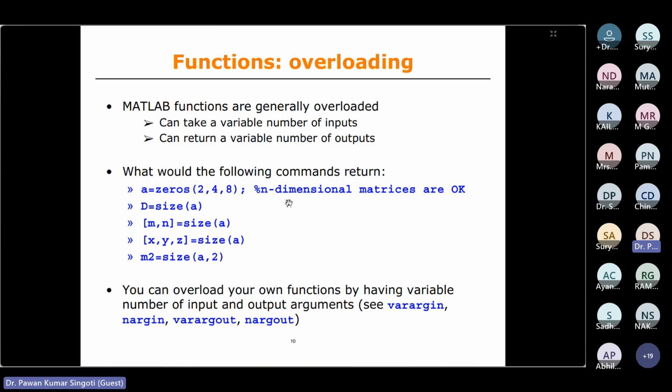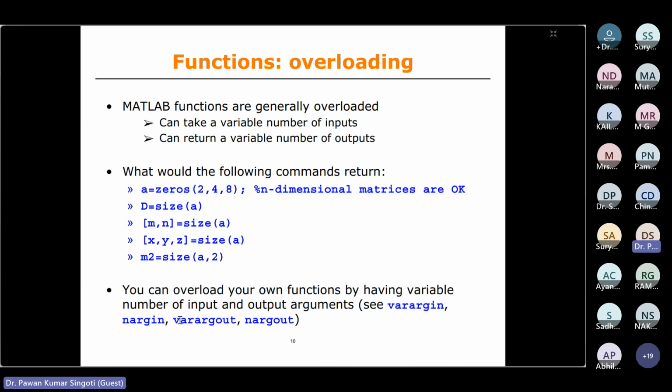Okay, so what would the following command return? You can do the exercise: a equals zeros(2, 4, 8). Okay, so n-dimensional matrices are possible. d = size(a) will show you the size of the a matrix. In brackets, [m, n] = size(a), it will show you the size of a. With x, y, z dimensions, it will show you the size of this matrix.